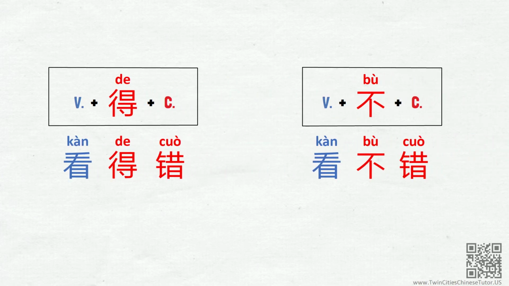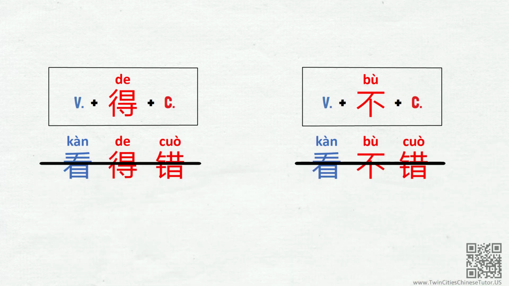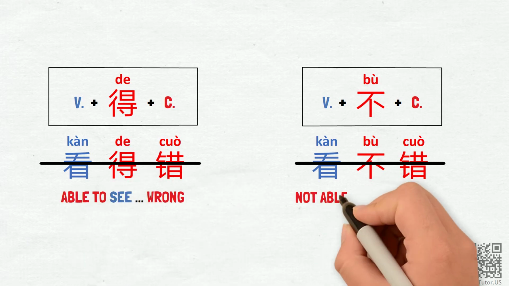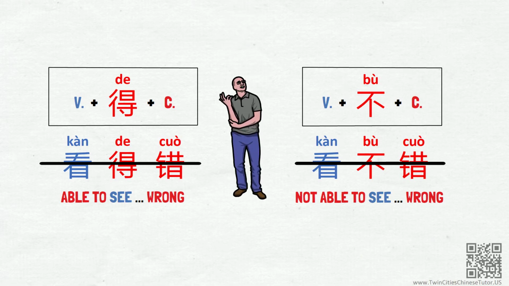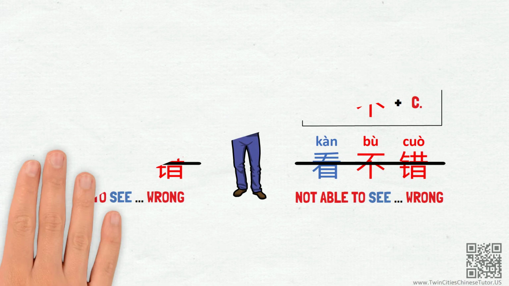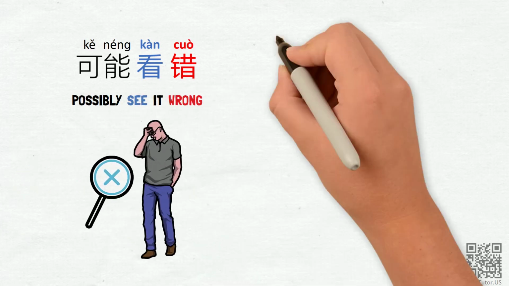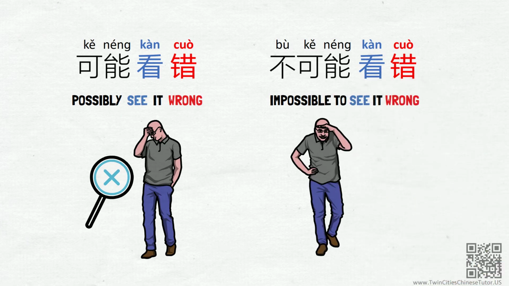For example, usually we won't say 看得错 or 看不错, even though you might be able to roughly translate them to able to see something wrong and not able to see something wrong. But even in English, these phrases sound awkward. So in practice, the closest thing we would actually say is 可能看错, which means possibly see it wrong, and 不可能看错, which means impossible to see it wrong.